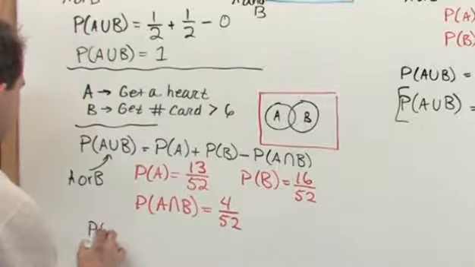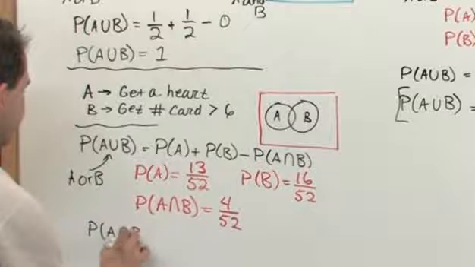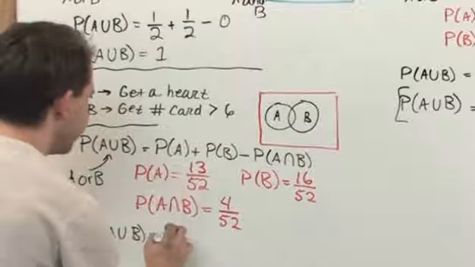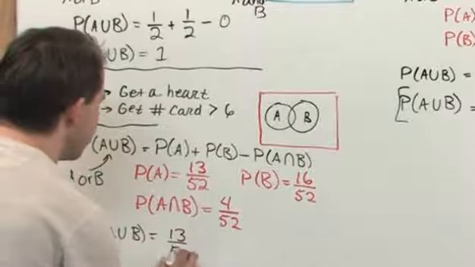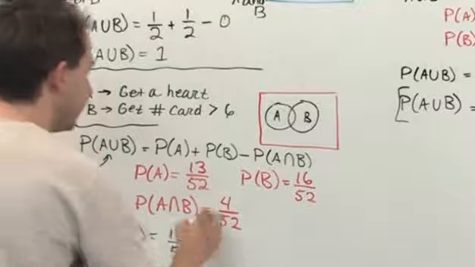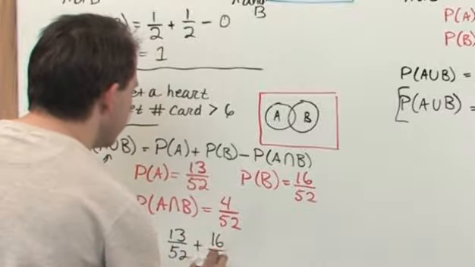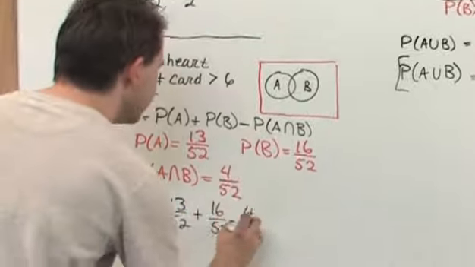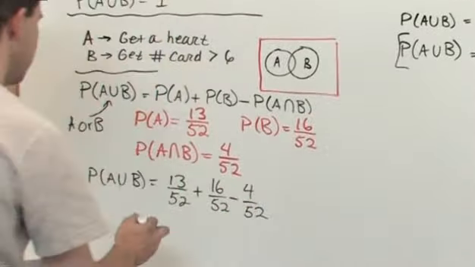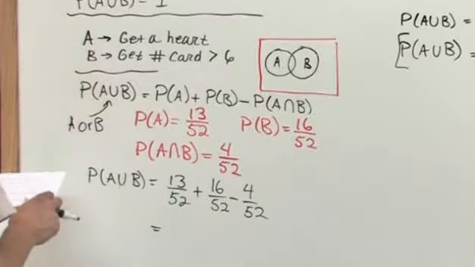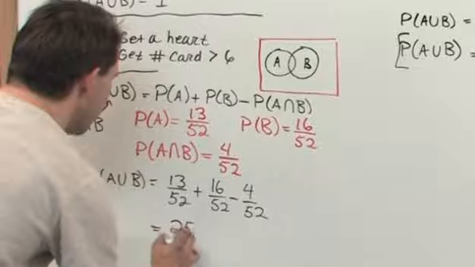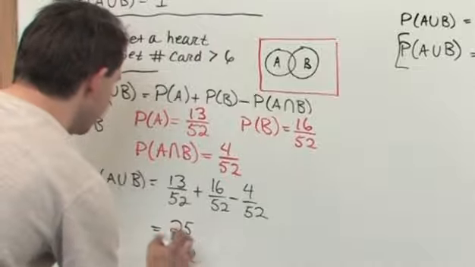So the probability of A union B, which is A or B, is going to equal the probability of A, which is 13 over 52, plus the probability of B, which is 16 over 52, minus the intersection of the two, 4 over 52. Okay? And when you actually do this, the 13 plus the 16 minus the 4, you're going to get 25 over 52. And that's the probability.